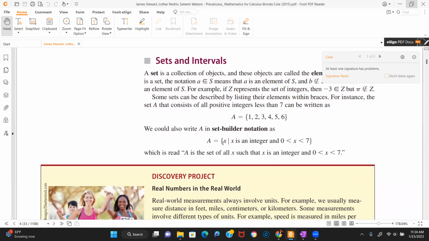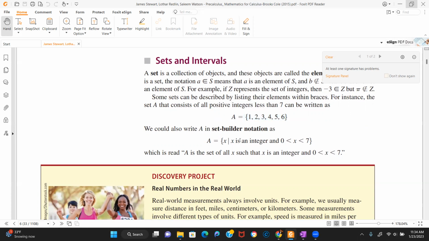A is the set of all x such that x is an integer, and x is between 0 and 7. Now, if you leave out this condition right here, that x is an integer, then you will be describing a much different set. You'll be describing an interval, which consists of an infinite number of numbers. So you would definitely not be describing this set, which just has a finite number of numbers.